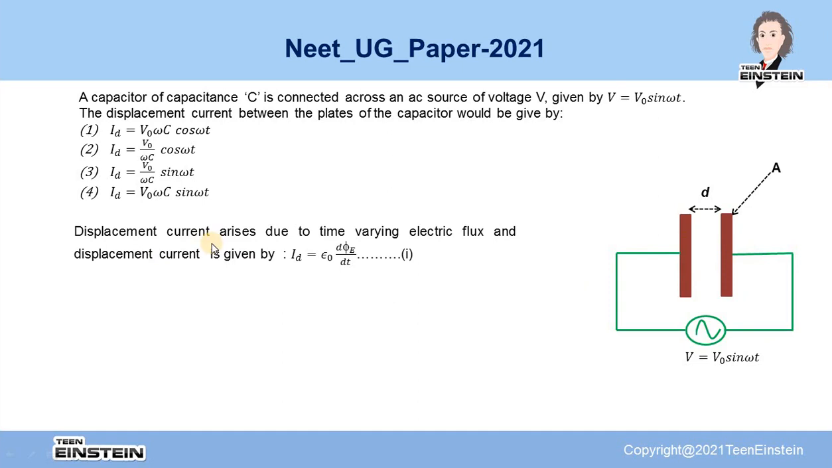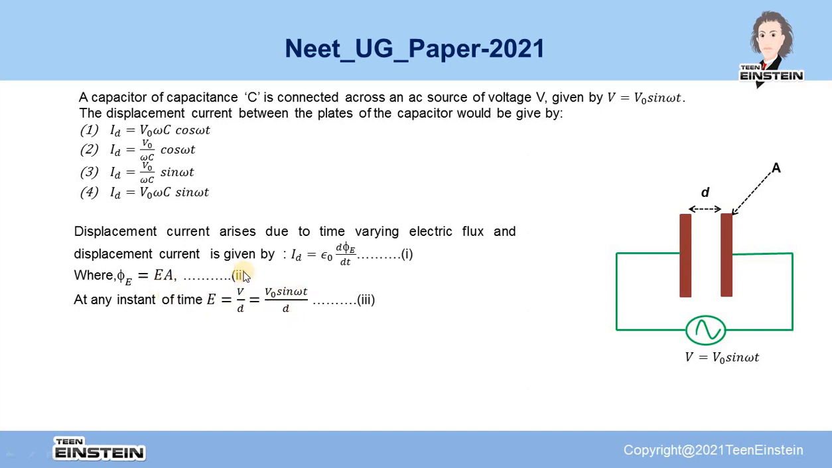So the displacement current arises due to time varying electric flux, and the displacement current can be given by id is equal to epsilon naught d phi e by dt. Now what is phi e? Phi e is the electric flux, and that can be written as phi e is equal to E into A. And at any instant of time, the electric field in the space between the plates can be given by E is equal to V by d, that is V0 sine omega t by d.